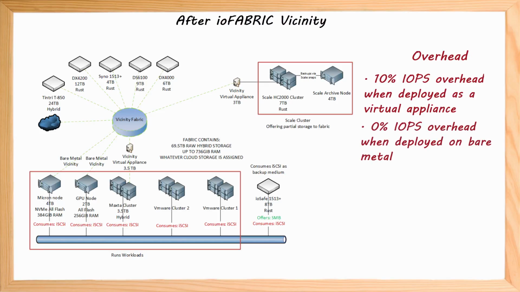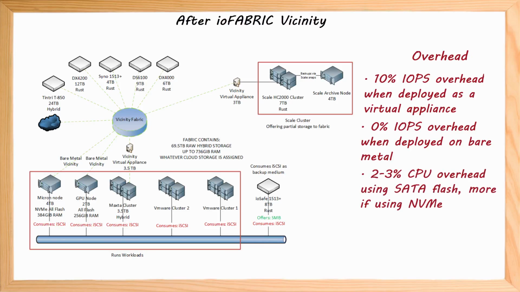The full speed of any attached storage becomes available as there is no hypervisor IOPS overhead, and the CPU overhead is between 2 and 3% on a typical server using SATA flash disks, but can rise when using top-of-the-line NVMe.